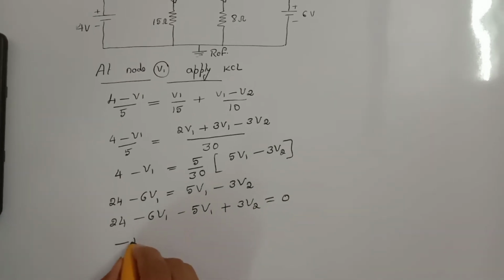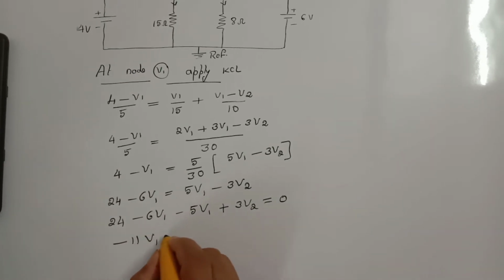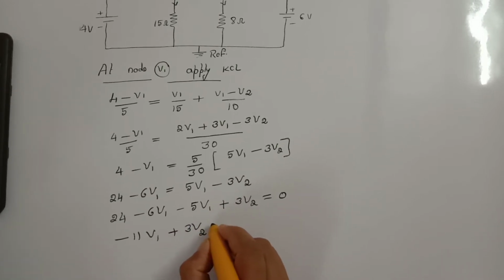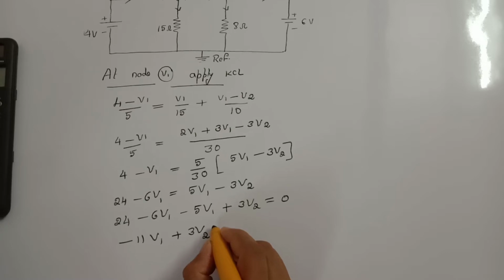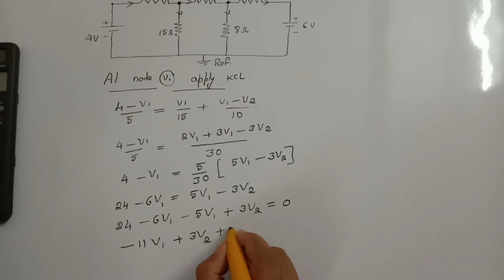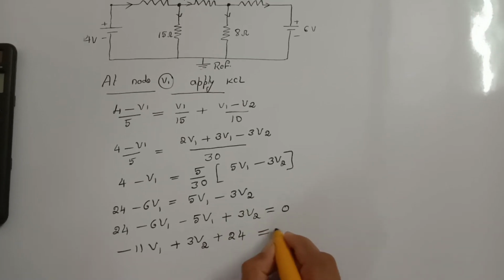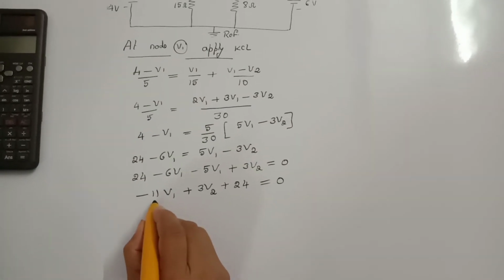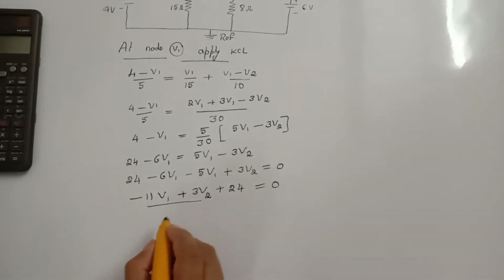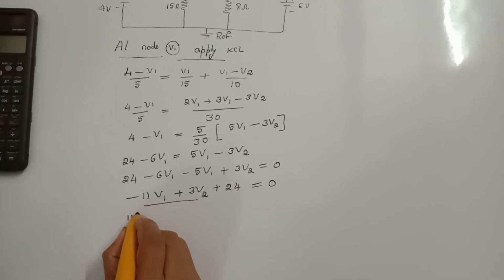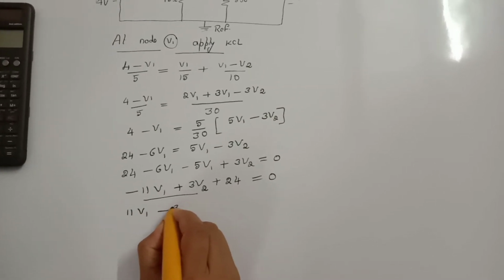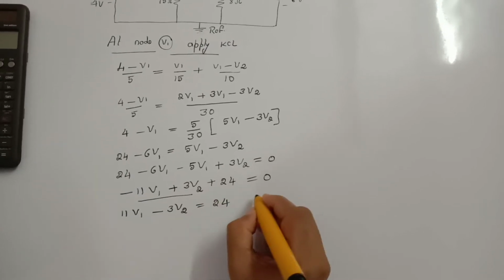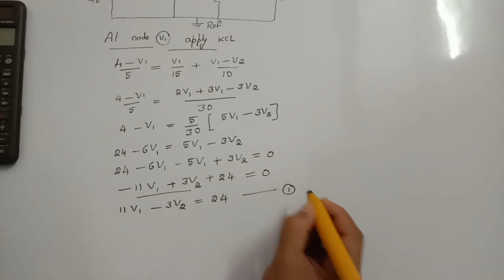or I can write 11V1 plus 3V2 plus 24 is equal to 0. Or now we will take these two terms to the other side, so it becomes 11V1 minus 3V2 is equal to 24. I will take this as equation 1.